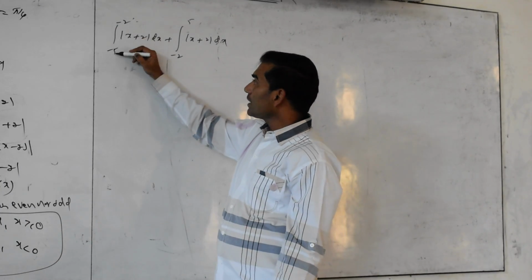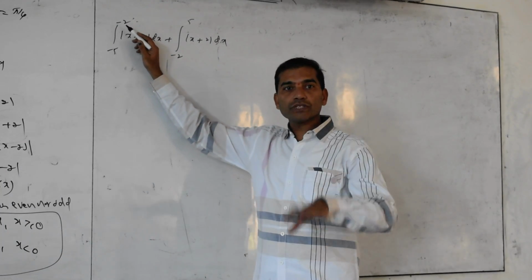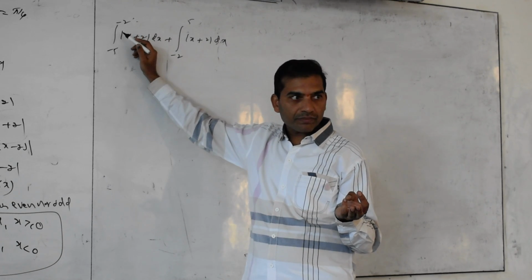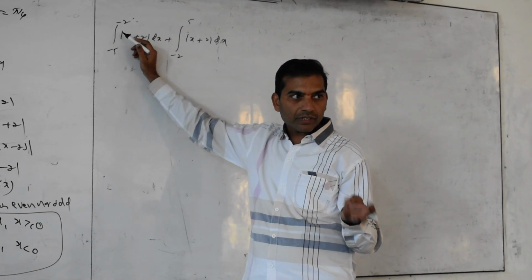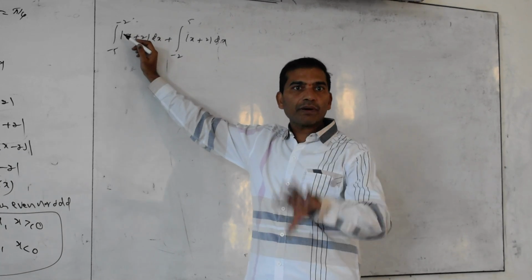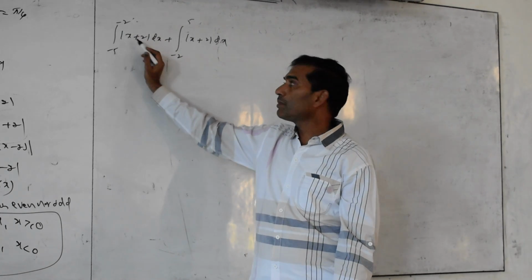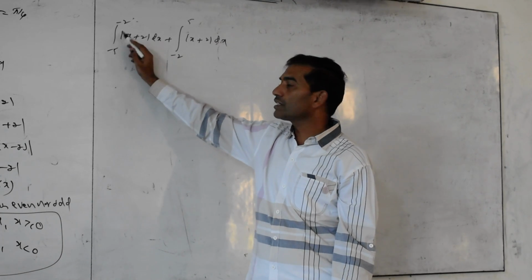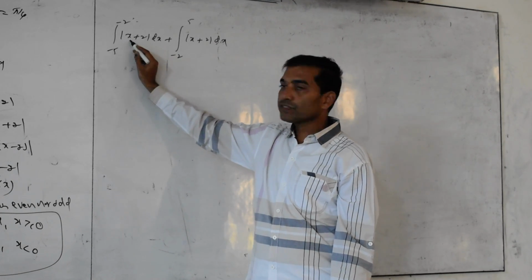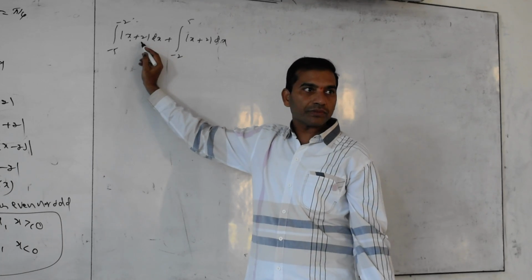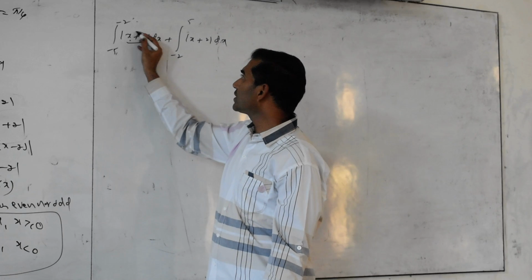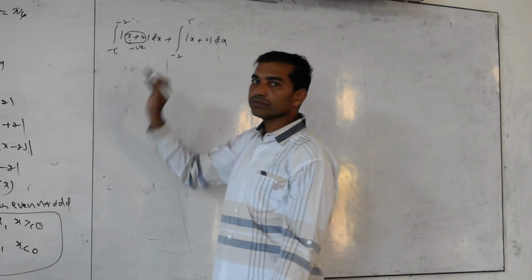You see, minus 5 to minus 2, any number you select: minus 3, minus 3.5, minus 4.1, minus 4.2. In this interval, any number you select, substitute that number. Tell me, minus 4 is there in this interval? Yes. Minus 4 plus 2, positive or negative? Negative. In this entire interval, this inside function is negative.